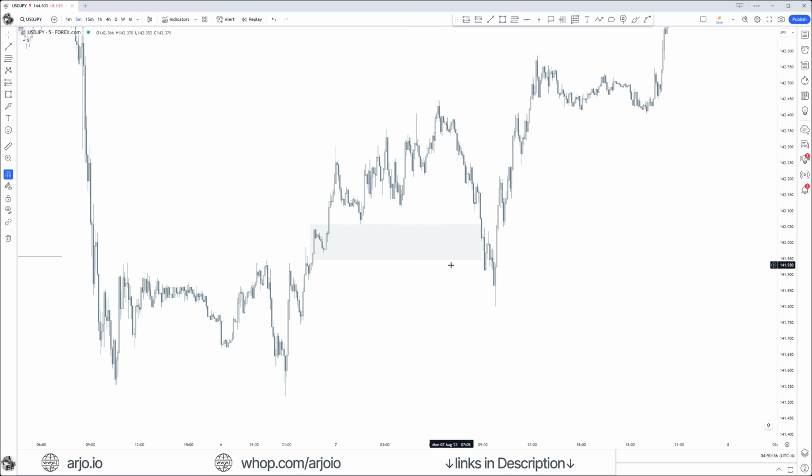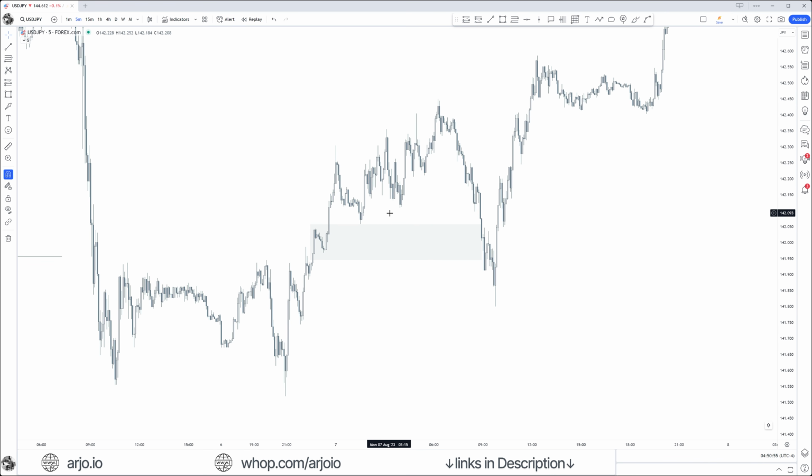Why is it a New York reversal? Because the London low was right there. It's around here. London low was right there. So London didn't make the low of the day. If London makes the low of the day and New York respects that low, then you have a New York retracement. This is a New York reversal.